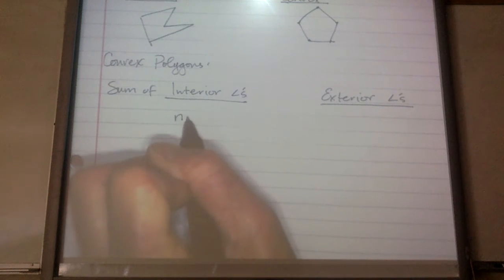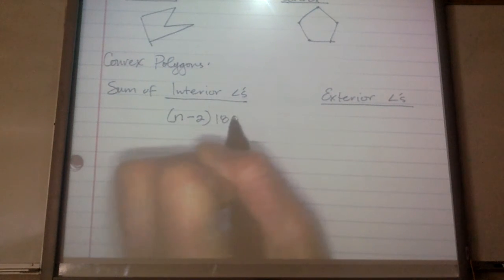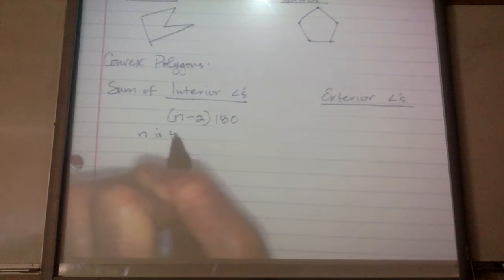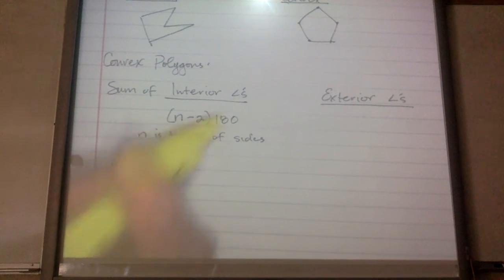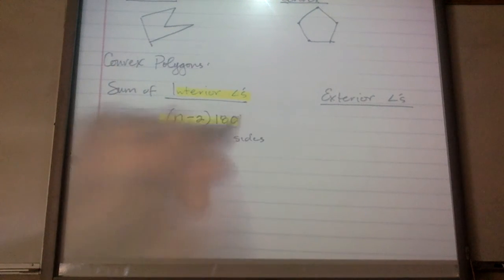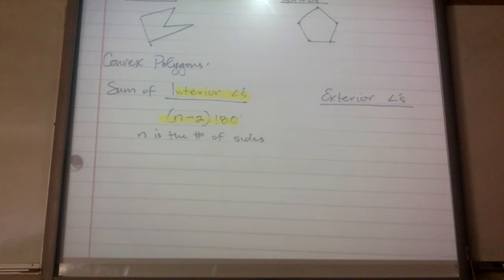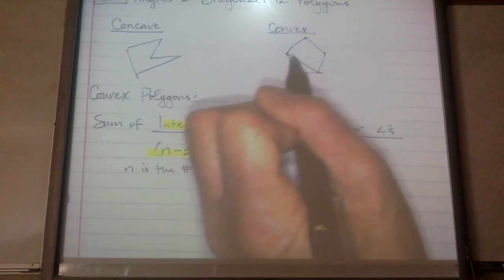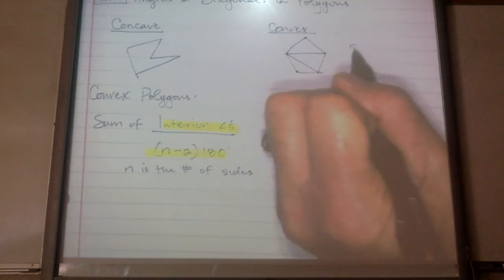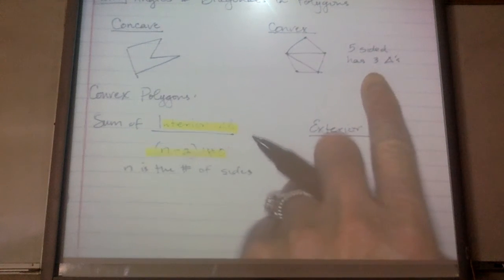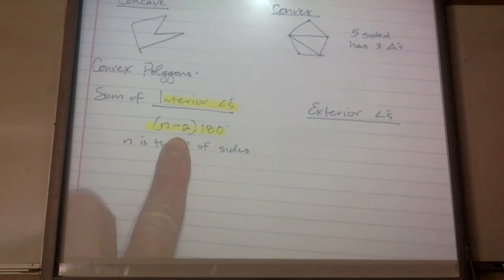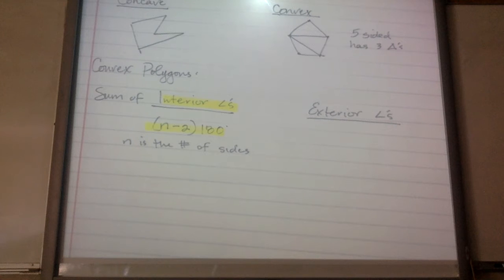It's n minus 2 times 180 degrees, and n is the number of sides. So here's your formula. For interior, I would use this formula, because I can divide every convex polygon into triangles. For example, that pentagon, even though it's 5-sided, has 3 triangles. Notice the difference between 5 and 3 is 2. That's why it's the number of sides minus 2, times the sum of angles in every triangle, which is 180.